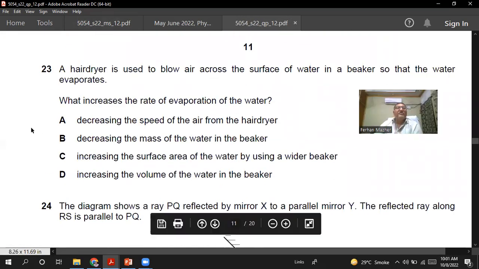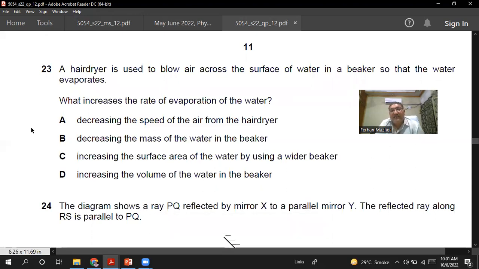The next question is question number 23. He says, a hair dryer is used to blow air across the surface of water in a beaker so that the water evaporates. What increases the rate of evaporation of water? How can you increase the rate of evaporation? By increasing the surface area, by blowing the dryer at a higher speed, meaning the speed of the wind should increase, and or the temperature of the dryer should rise so that these things can increase the rate of evaporation of the water.